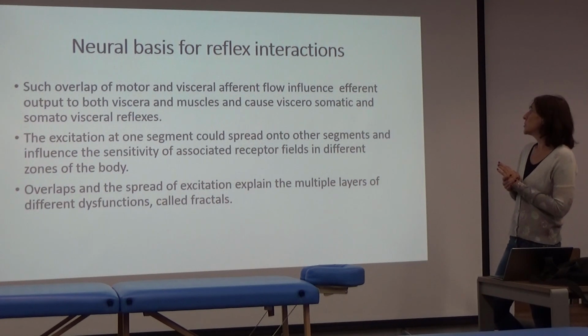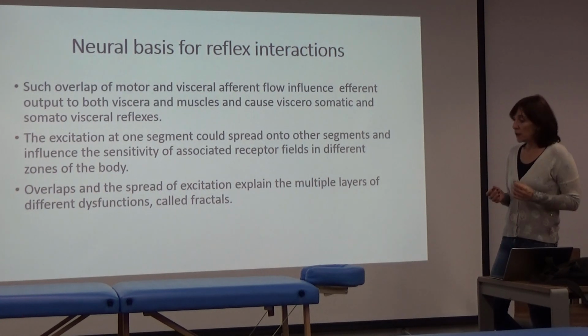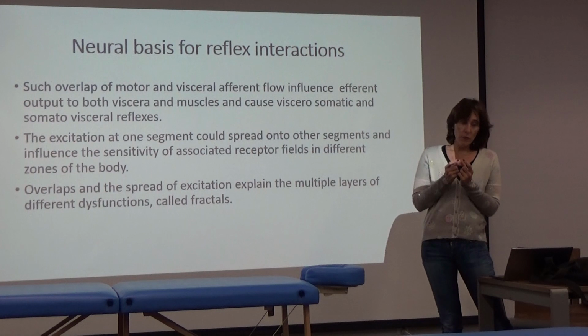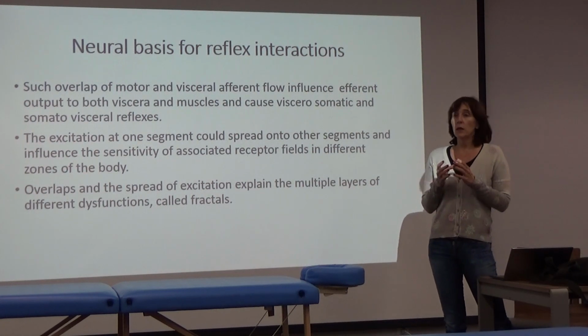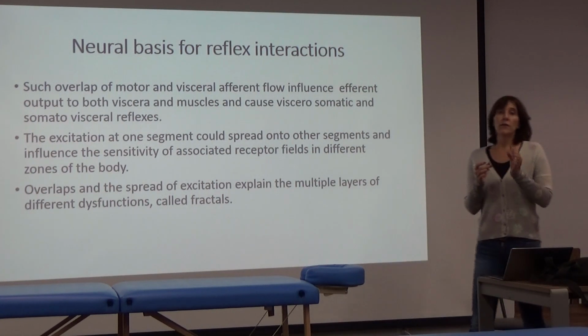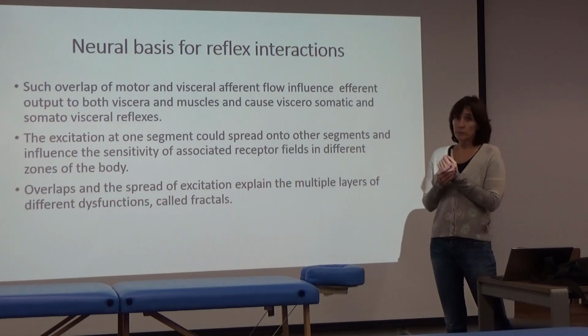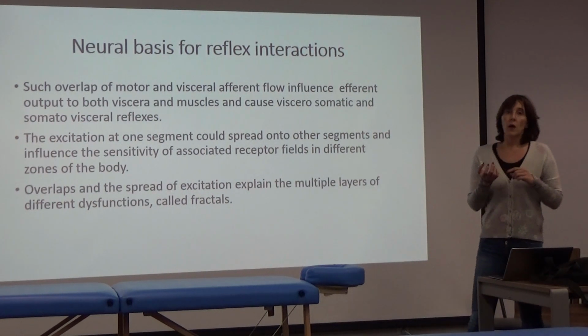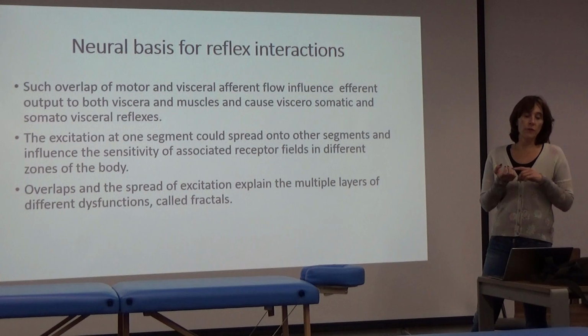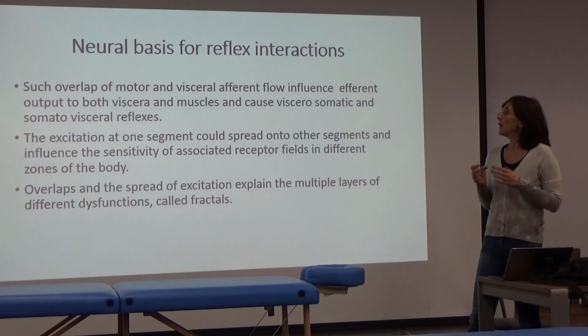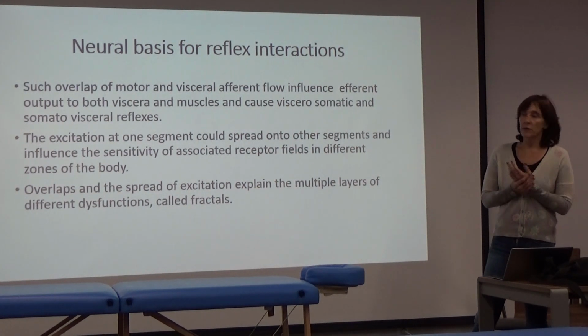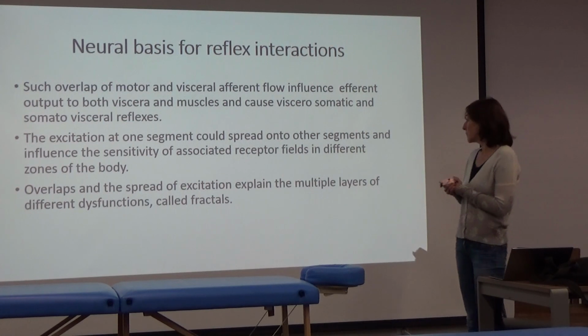The excitation at one segment could spread onto another segment and influence the sensitivity of associated receptor fields in different zones of the body. Meaning that if we get the signal in one segment of the spinal cord and then it cannot be regulated there, then the signal is going to spread to other cords, going to involve visceral fibers, somatic fibers, and could create many different altered reflex activities.